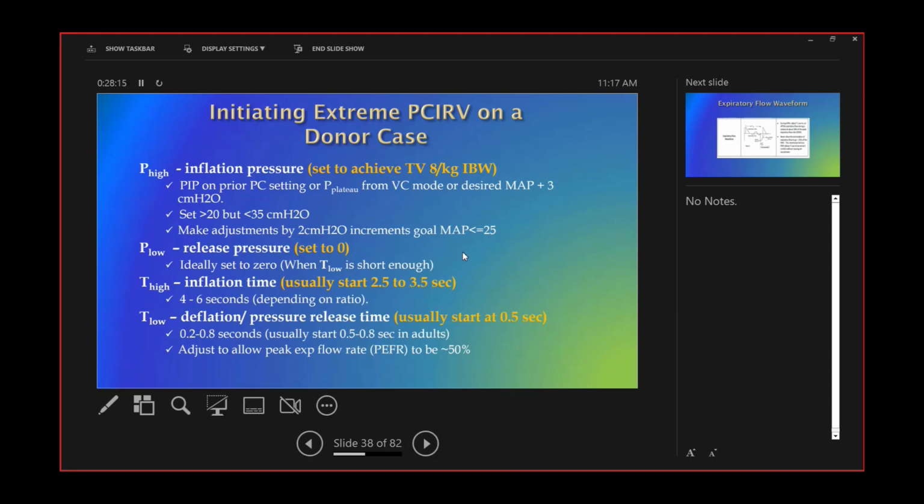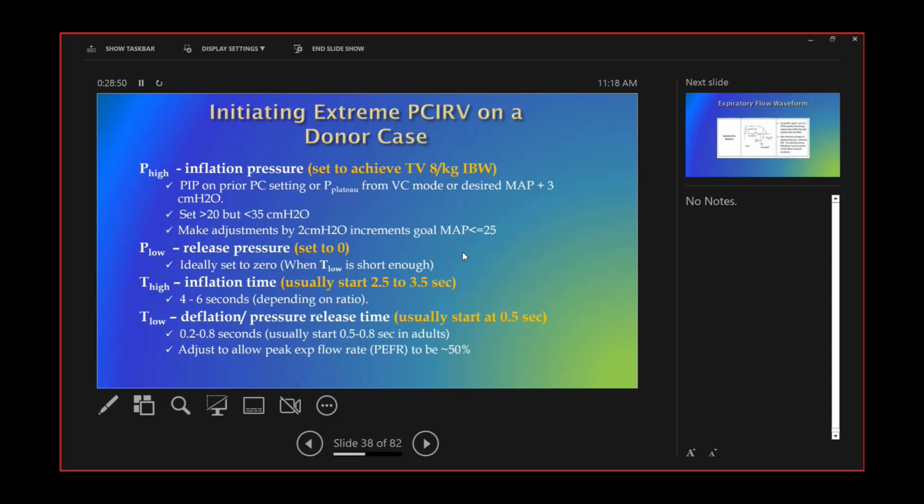But you check your PIP on your prior pressure control settings or your plateau on your volume control mode, or you can take your desired MAP and add 3 to it, and that's where you set it. It should be greater than 20, but less than 35. And you're going to make adjustments to not only increment your MAP goal, but also to get the delivered tidal volume you want, which is going to be 8 per kilo based on ideal body weight for your donor. Your release pressure, or your P-low, is going to be set to 0. When the T-low is short enough, you still have auto-PEEP, so you don't de-recruit.